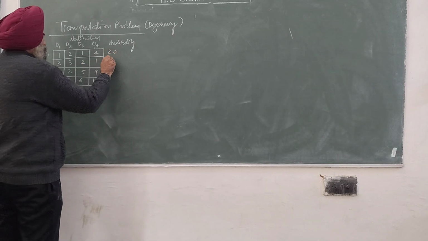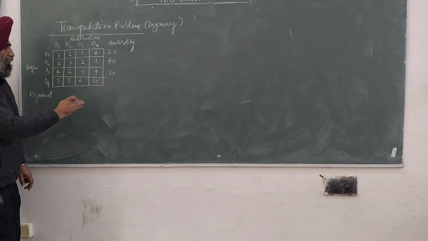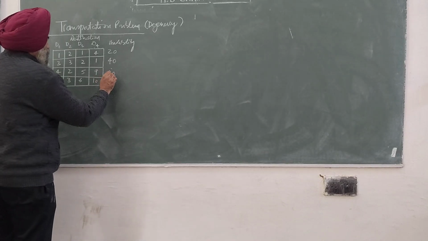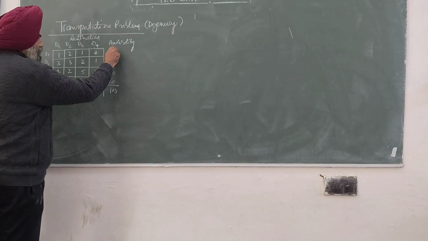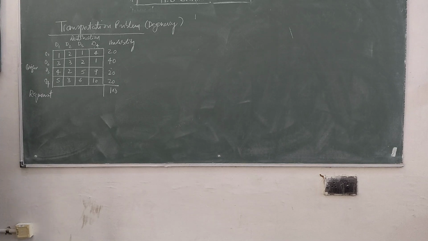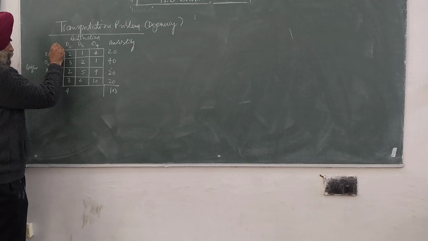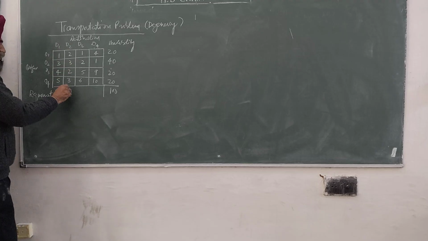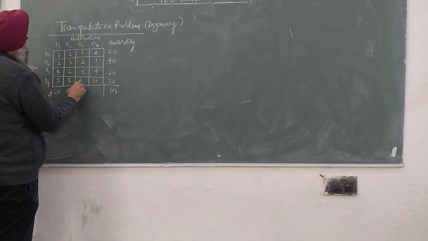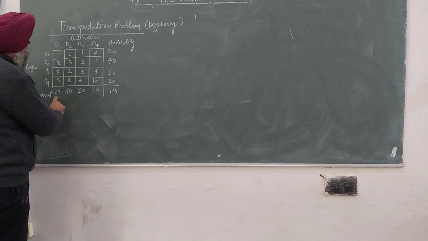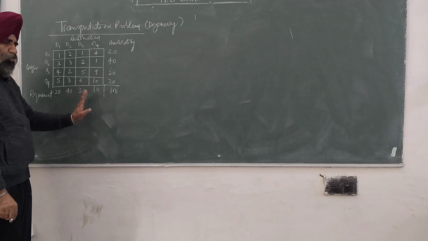The availabilities are 20, 40, 30, 20, 20, so if you count it here, this is 100. Clear? So availability is 100. The requirement is 20 on destination D1, 40 on D2, 30 on D3, and 10 on D4. Again, if you count, the requirement is 100. Once it is a balanced problem, you can proceed.